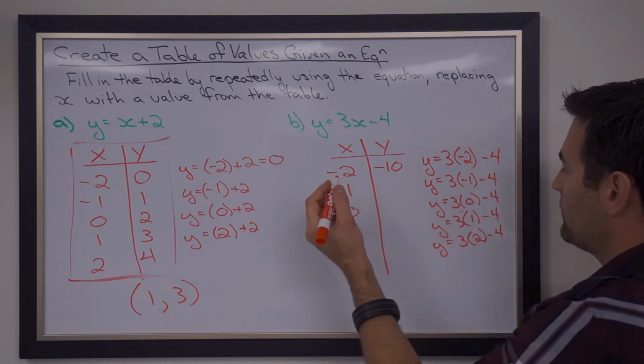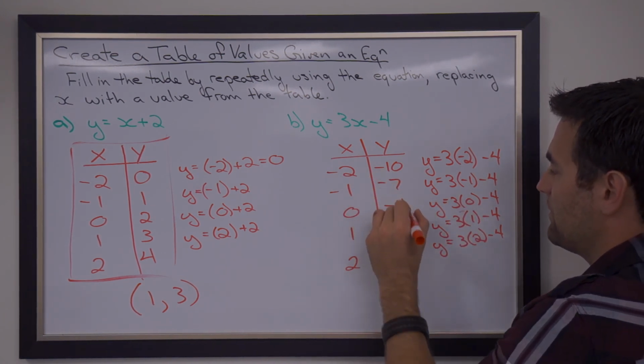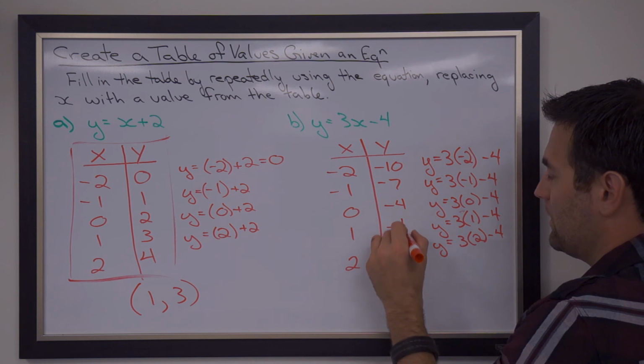And then I continue doing the same operations for the entire series of x's. And when I calculate them out, I will get -7, -4, -1.